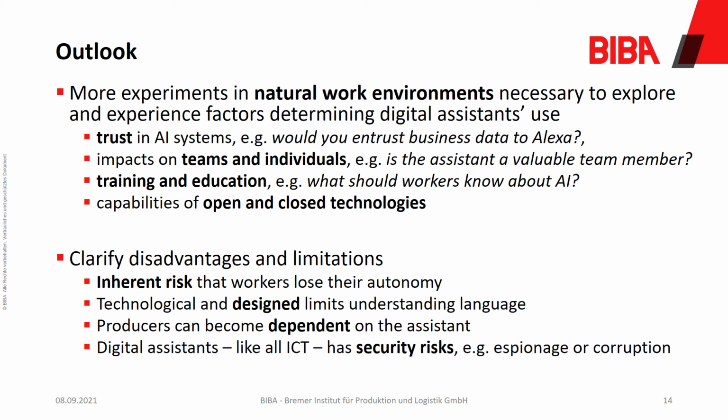And there's also a case where producers can become dependent on the assistant. If the assistant takes over a lot of critical tasks because it's simply much better than humans, then there is a dependency. And finally, like all information and communication technology, assistants also pose a security risk. There is a chance that an assistant can be used for espionage or can be corrupted and cause the damage of property or health.